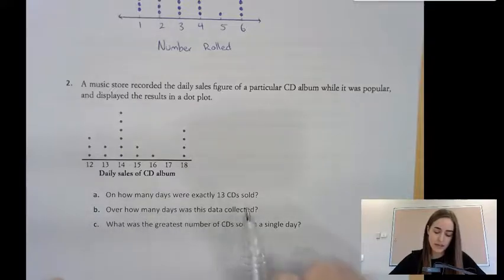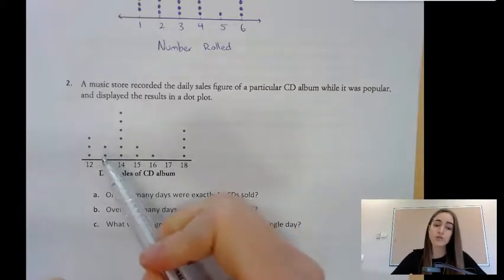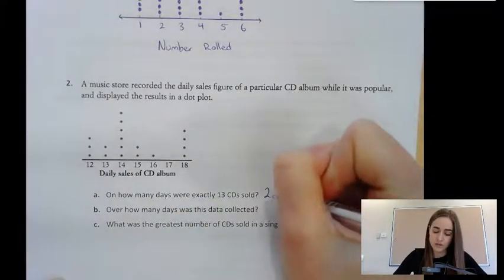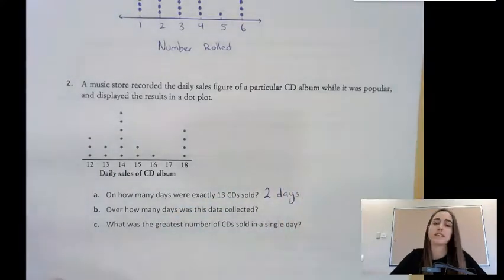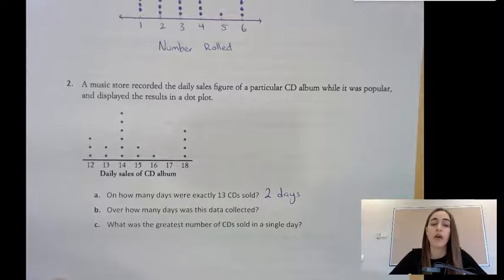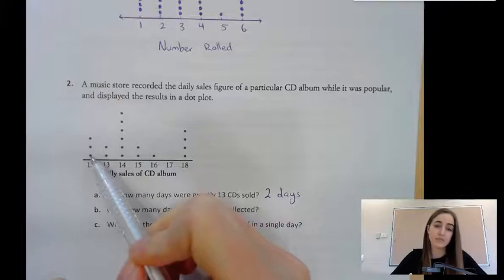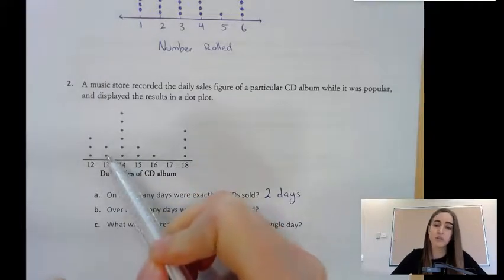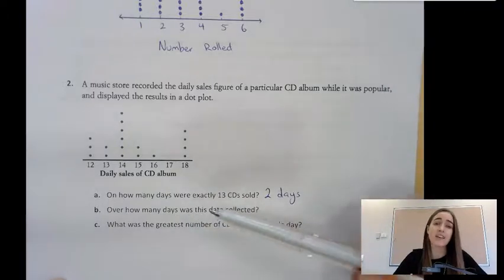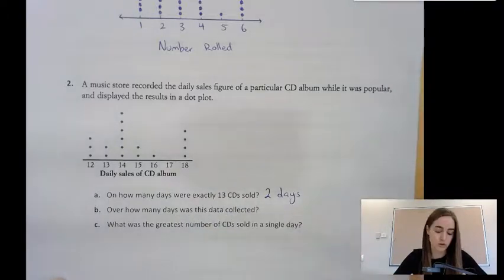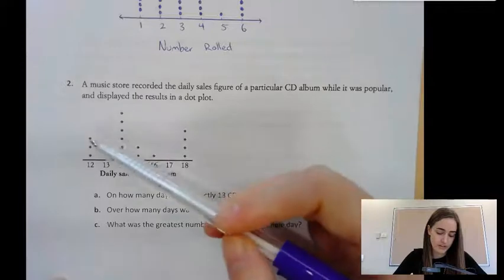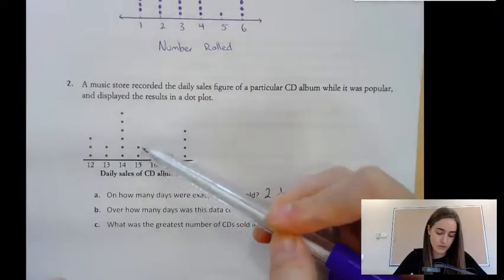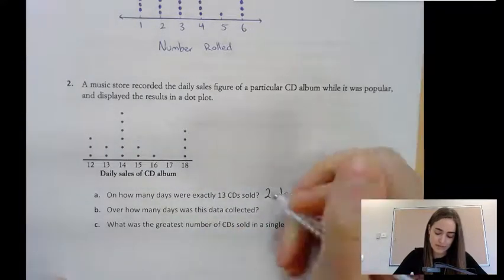On how many days were exactly 13 CDs sold? If we look at the 13, there's 2 dots above it. So that would be 2 days where exactly 13 CDs were sold. On how many days was this data collected? Well, we've got 3 days where there were 12. We've got 2 days where there were 13, so we've got 5 so far. So what we're going to do to answer this question is we're going to count how many dots there are in total. So we've got 1, 2, 3, 4, 5, 6, 7, 8, 9, 10, 11, 12, 13, 14, 15, 16, 17.